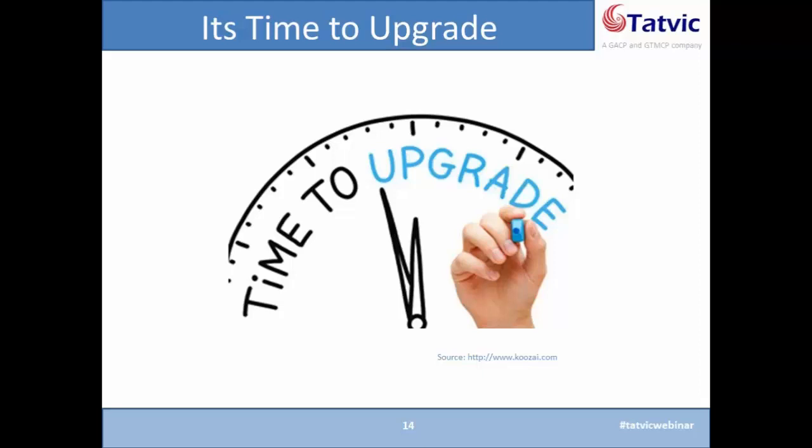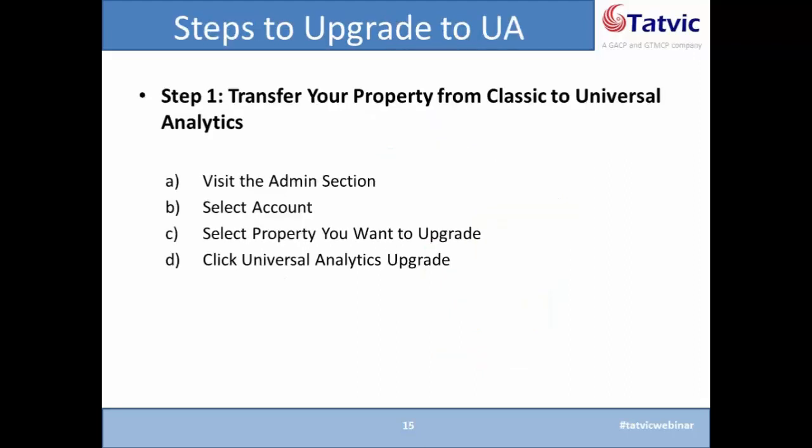As many of you have observed that Google has already started automatic Universal Analytics transfer process, where your Google Analytics property will migrate automatically to Universal Analytics. And if we go as per Google's announcement, we will see that all the properties will be upgraded to Universal Analytics in near future. So let me go through these steps on how to upgrade to Universal Analytics. Universal Analytics upgrade is a two-step process.